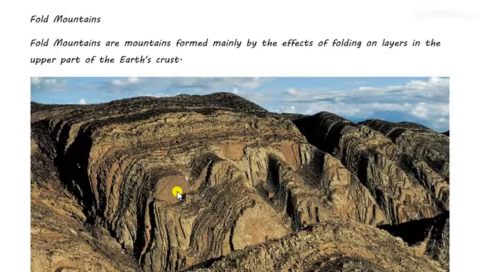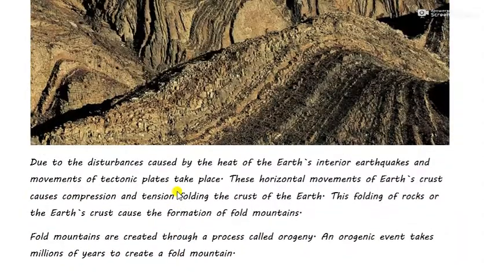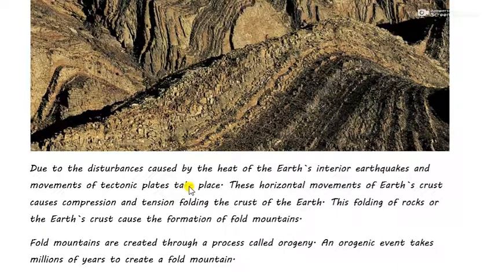Okay, let's see how it is formed. You have to copy all this in your copy, by the way. Fold mountains are formed due to the heat of the earth's interior and the movement of tectonic plates. I'll teach you later what tectonic plates are and what their movements are. But for now, for your understanding, know that fold mountains are formed by the heat of the earth's interior and movement of tectonic plates. These are the two main reasons.